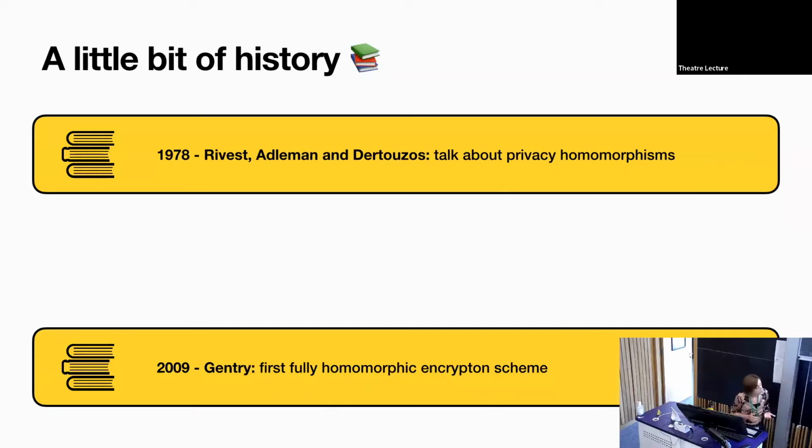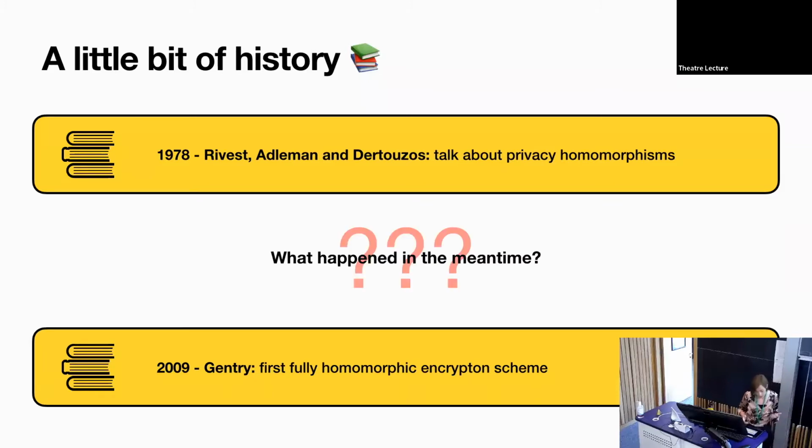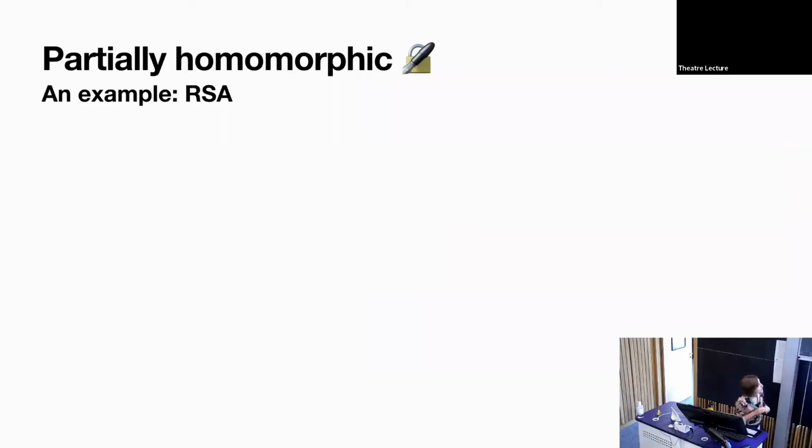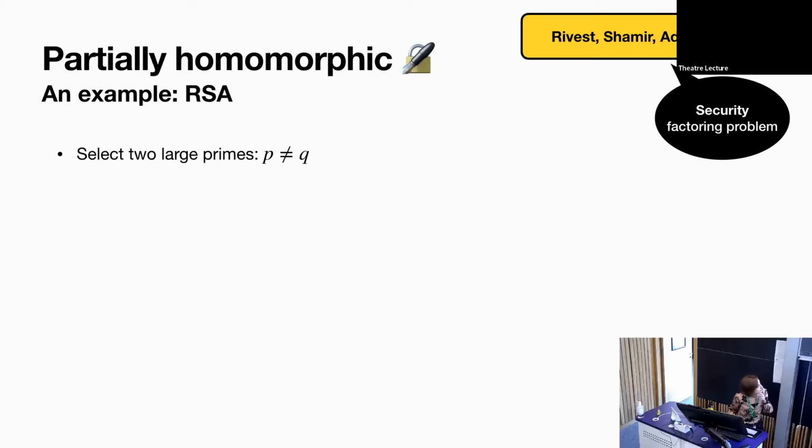But the problem is that the first fully homomorphic encryption solution was only proposed in 2009. So 31 years passed between the original idea and the first solution. So sometimes we can ask the question, well, what happened in the meantime? Why is it so hard to find a solution? And especially the question is interesting because in the meantime, we had something that was already partially homomorphic. An example is RSA, as I was citing already. I suppose everybody here knows RSA.